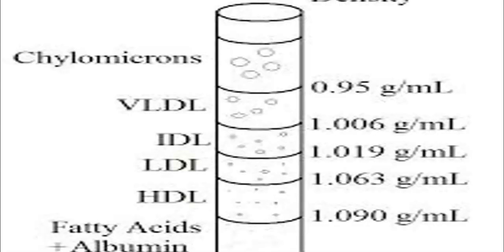Next one is the separation of lipoprotein based on density. Based on density, we can classify it into five types: chylomicron, VLDL, IDL, LDL, HDL, and finally we can see some amount of fatty acids and albumin. Okay, there are five types of classification based on density. This IDL is known as intermediate density lipoprotein.